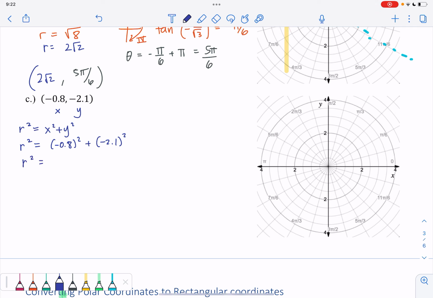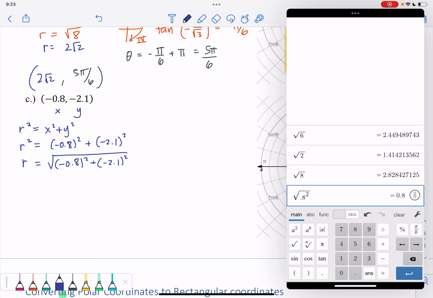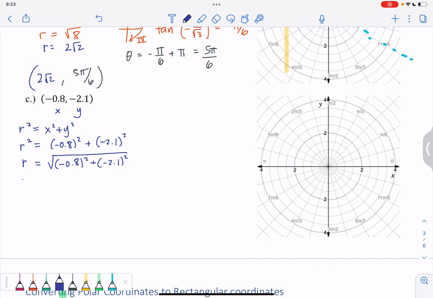So I have r squared. I'm going to actually just solve for r. R is the square root of negative 0.8 squared plus negative 2.1 all squared. So if I go over to my calculator, I want the square root of, I'm just going to write it as 0.8 squared since that's going to give me the same thing, plus 2.1 squared. So I get about 2.25. So r is approximately 2.25.